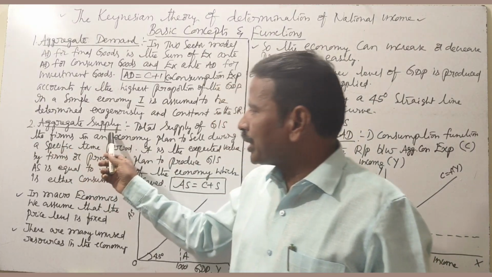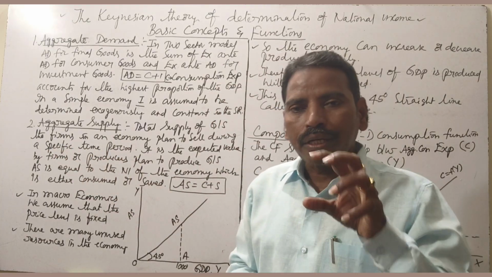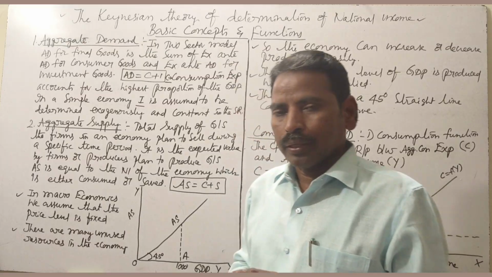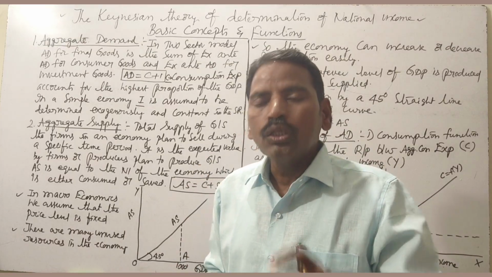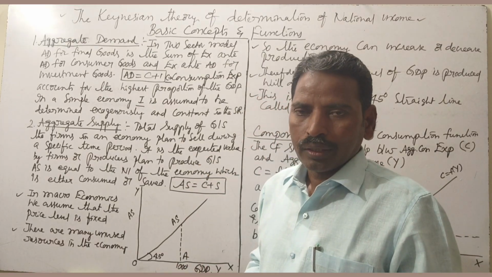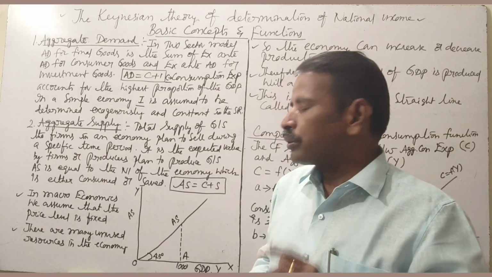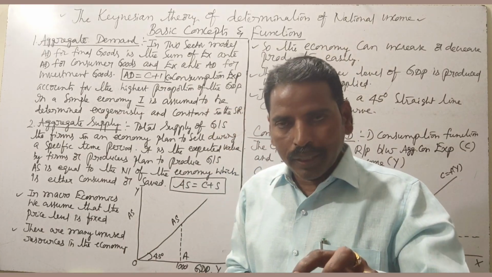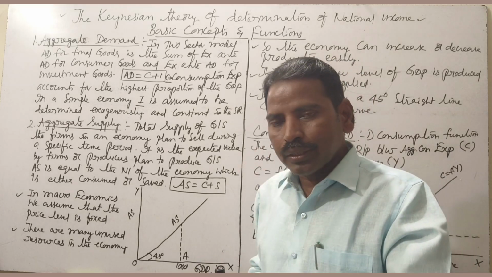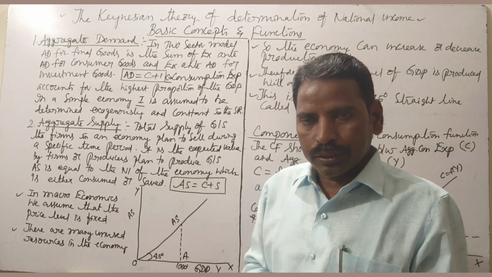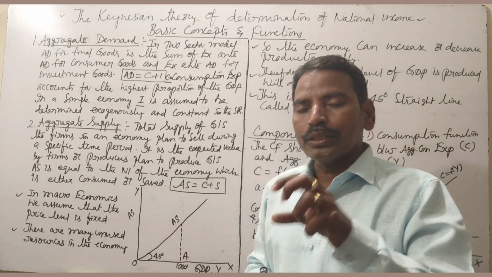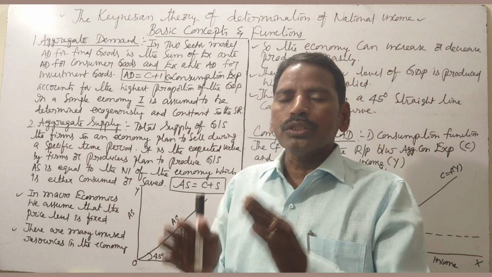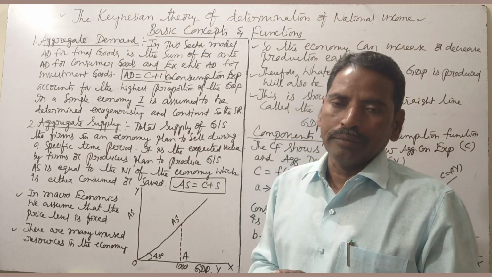Second one is aggregate supply. Aggregate supply means total supply. So here AS is equal to C plus S. AS means aggregate supply, C means consumption, S means savings. So the sum of consumption and savings is equal to aggregate supply.